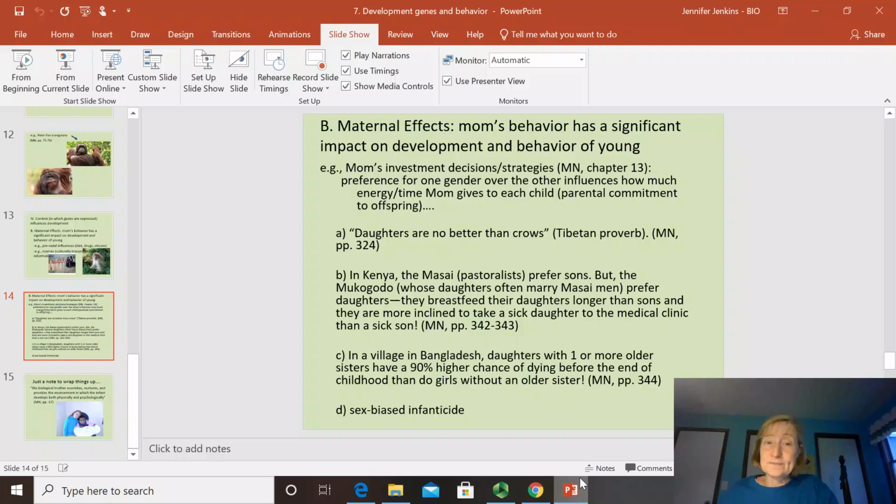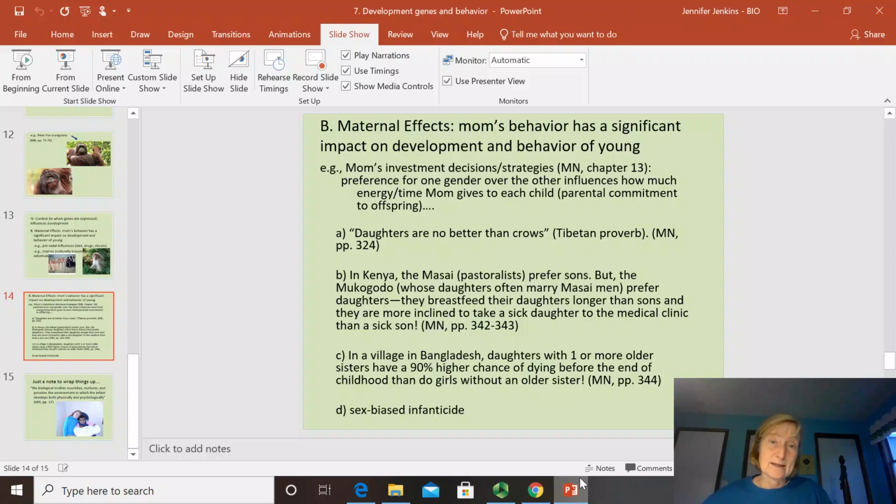Maternal effects. Here's another example of maternal effects having a huge impact on development and behavior. Mom's investment strategy or her investment decisions can affect us. And that's covered in chapter 13 of Mother Nature. It's a really interesting chapter. But culturally, moms in a lot of different cultures have a preference for one gender over the other. And that can influence how much time and energy mom gives to each child. It can influence parental commitment.